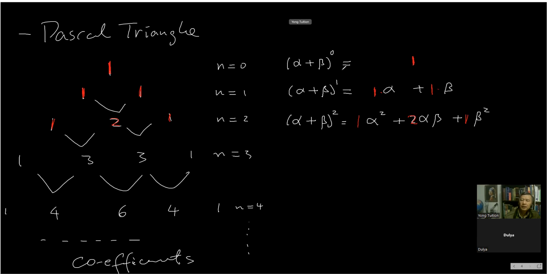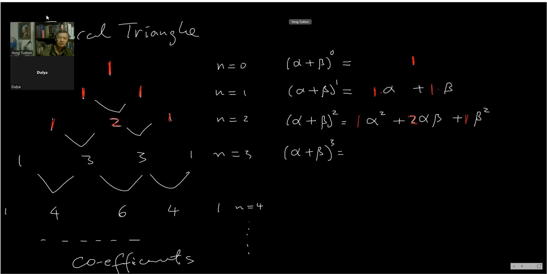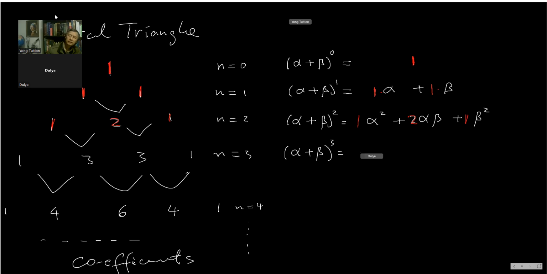In this way, we don't use any formula. We just follow this pattern. I'll give you a try. What would be the formula for alpha plus beta to the power of 3? Can you write the formula? This is called a polynomial. First, the highest term for alpha is alpha cubed. Are you sure it's 2?